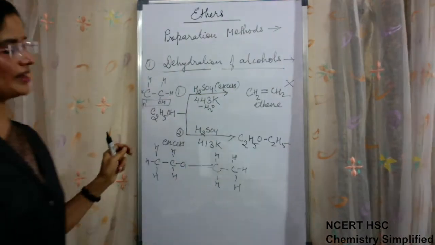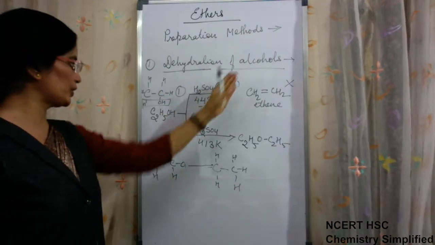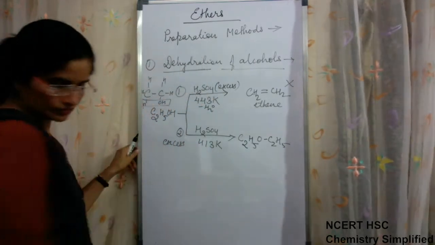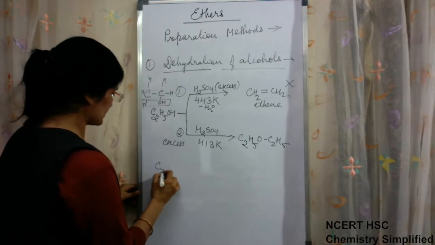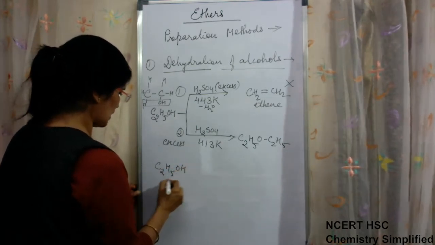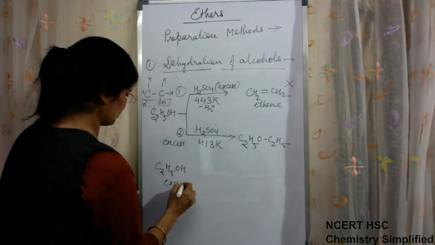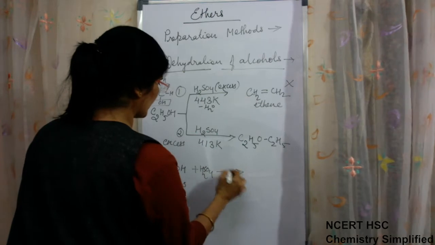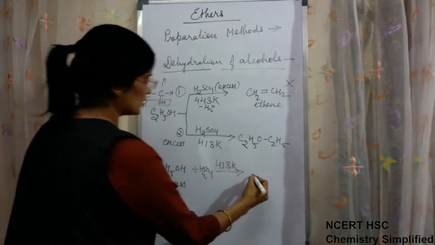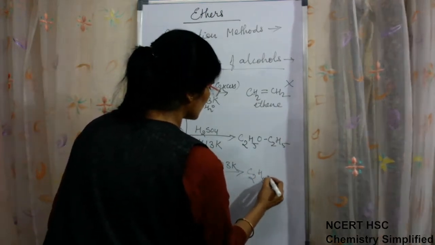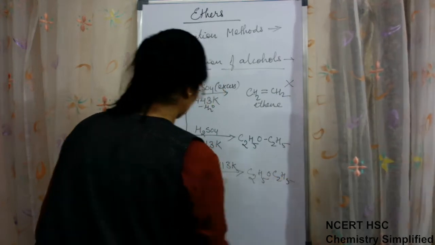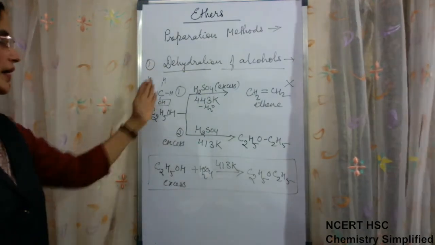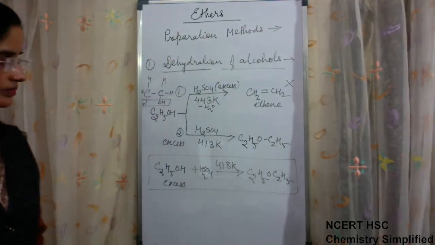So this is the first method of preparation by dehydration of alcohols. So you can now write that when alcohols C2H5OH are used in excess with sulfuric acid as a dehydrating agent at 413 Kelvin, then ethers are obtained. This is the preparation method for ether by dehydration of alcohols. Okay.